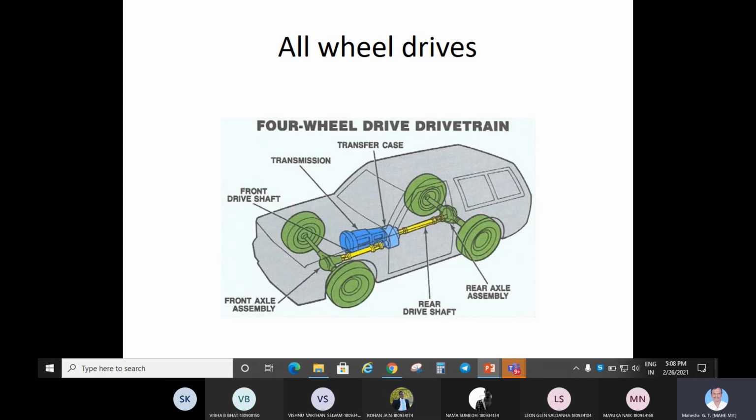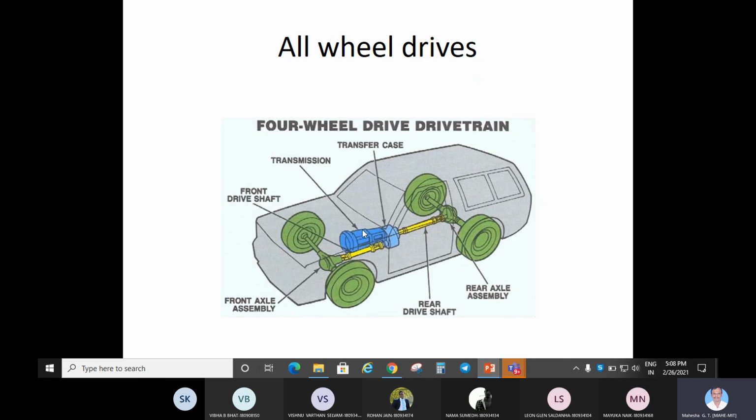So next we will go to one more layout today, and maybe some more layouts we will take up in the next class. So all-wheel drive layout, that is the four-wheel drive layout, which typically looks like this. No need to show this, but you will draw a very simple schematic.